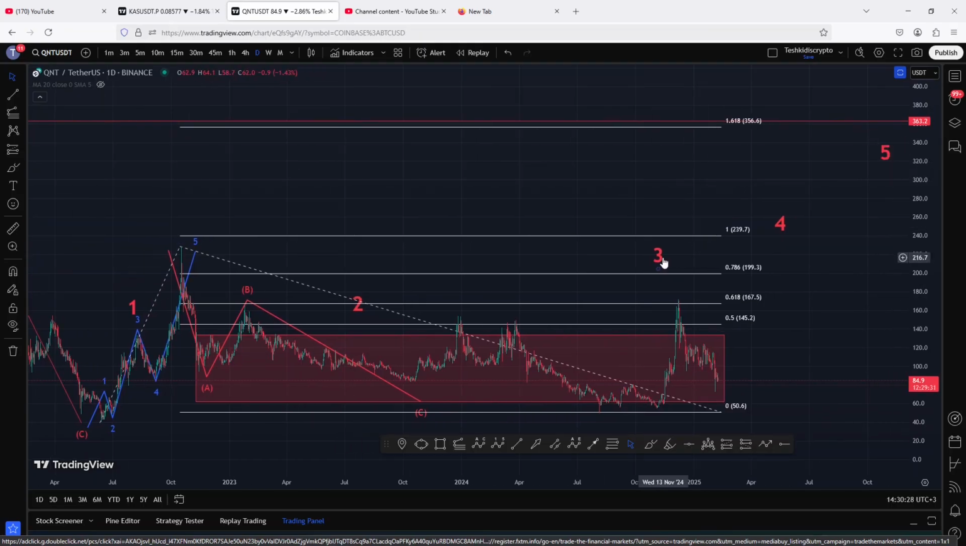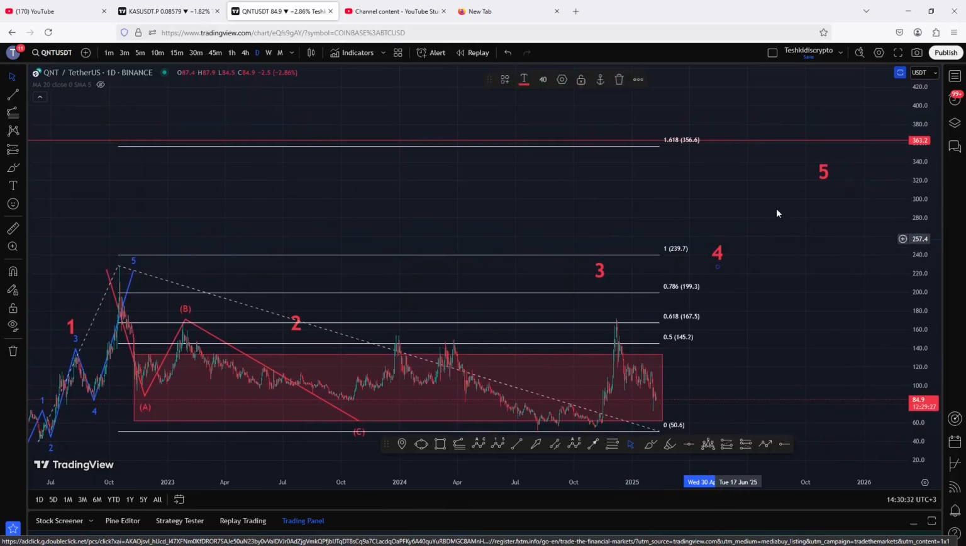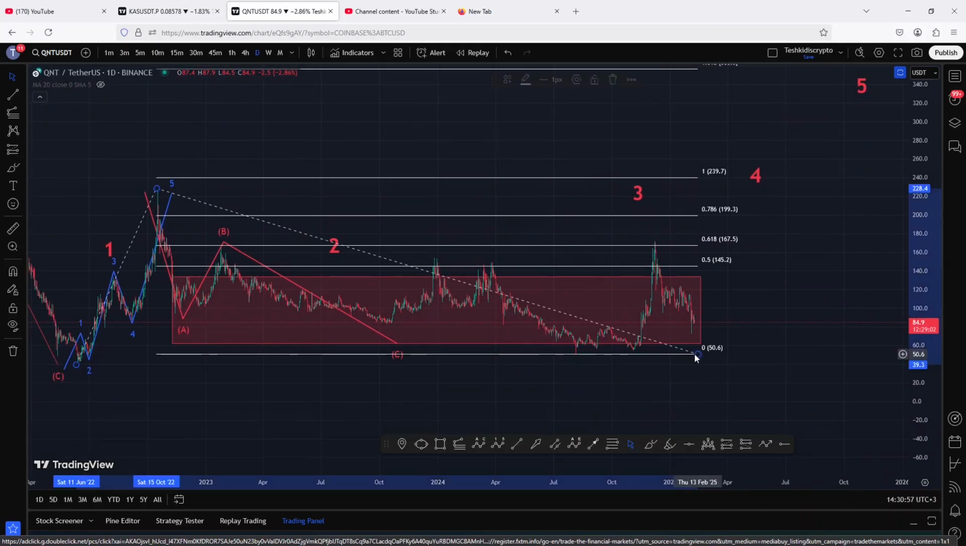And once we have a high in the formation of this wave 3, then I will expect a wave 4 and then continue pushing even higher in the formation of this Elliott wave count 5 in a move that should give us new all-time highs. So that is my long-term perspective of the chart, as long as we continue holding above key areas of support in the next coming days.